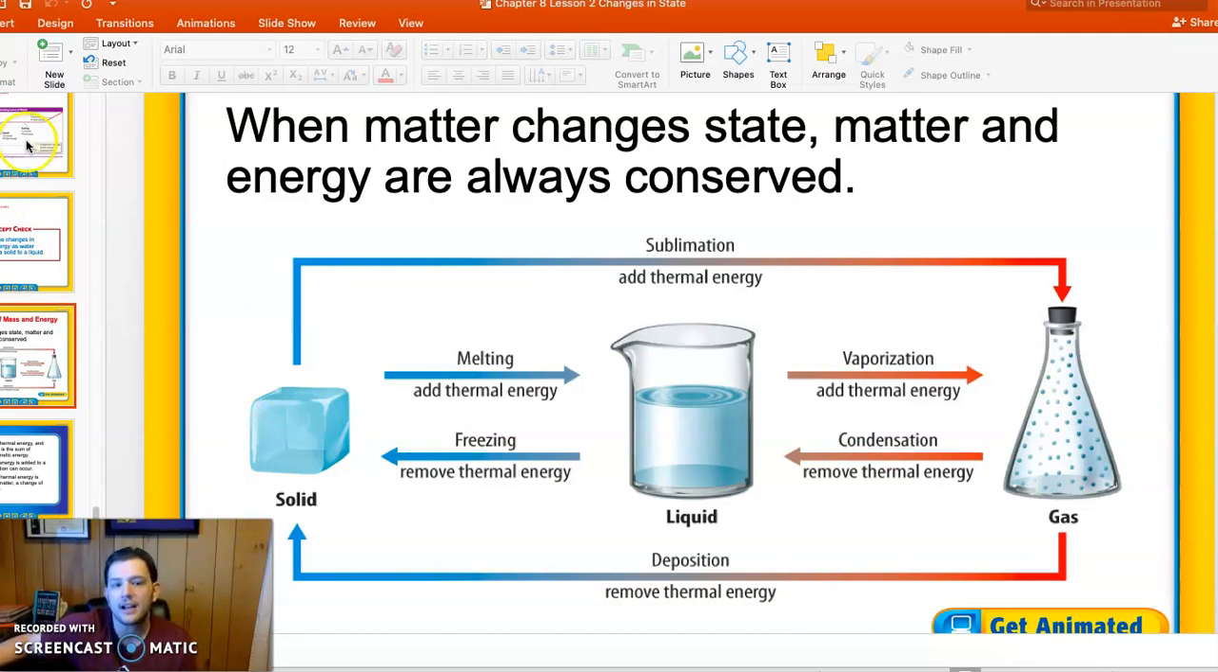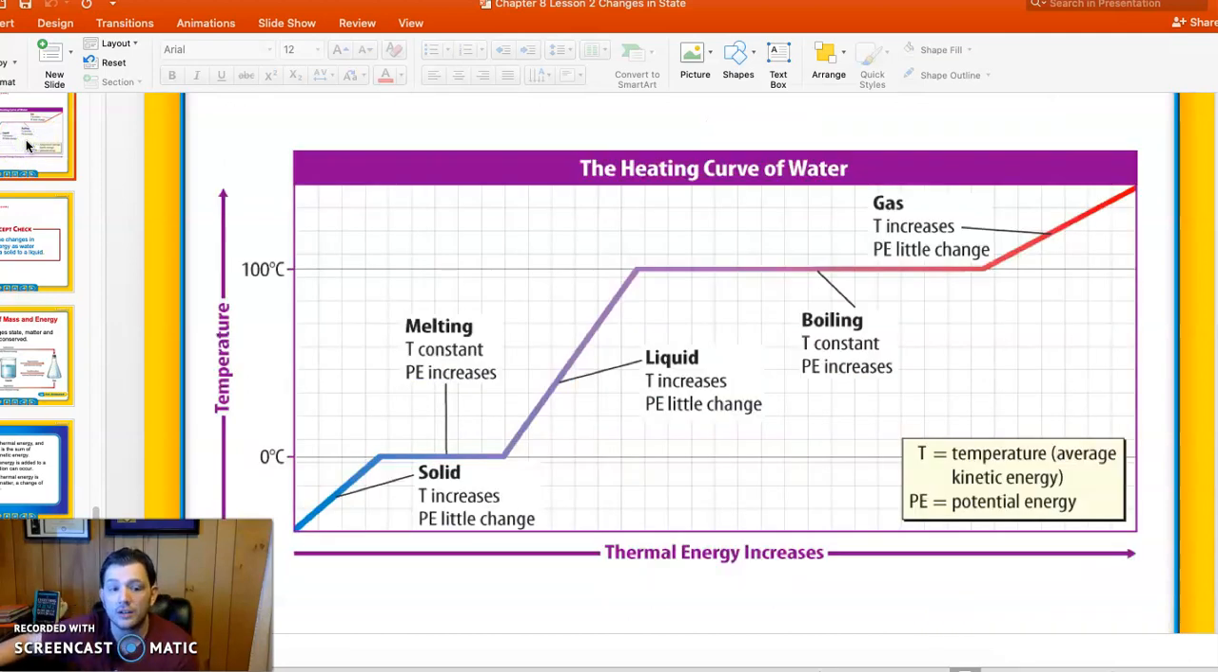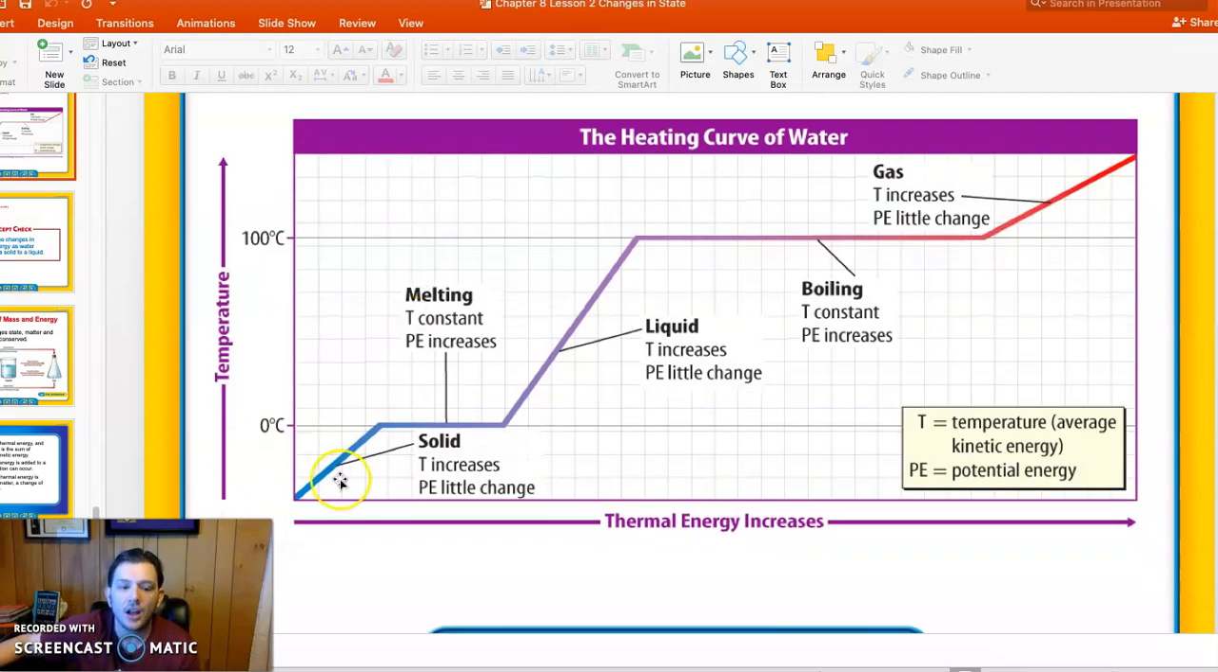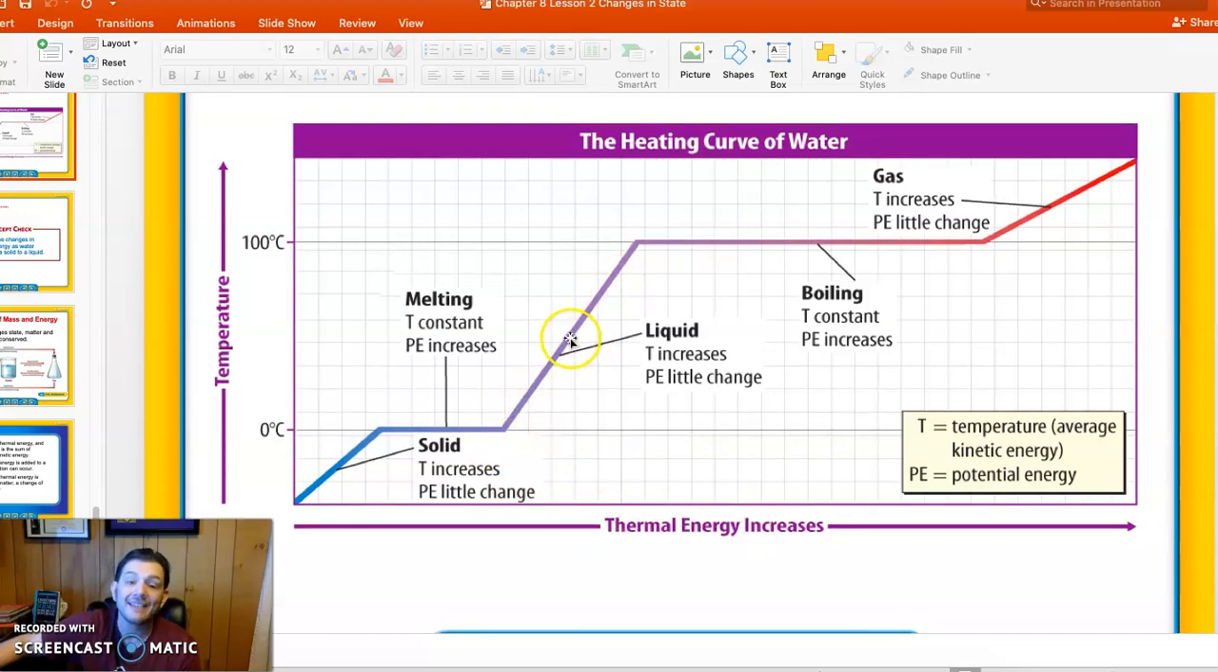One other thing I want to talk about too is this heating curve of water graph. Okay, this is going to help you. Just keep this in your mind. Water is a solid at less than 0 degrees, like I said. Okay, as we add thermal energy, that solid will start to melt. That solid water will melt at 0 degrees and turn into a liquid. And as you continue to add thermal energy, that liquid will continue to get warmer and warmer and warmer until it hits the boiling point. That's at 100 degrees Celsius. And that water will be boiling and turn into a gas.